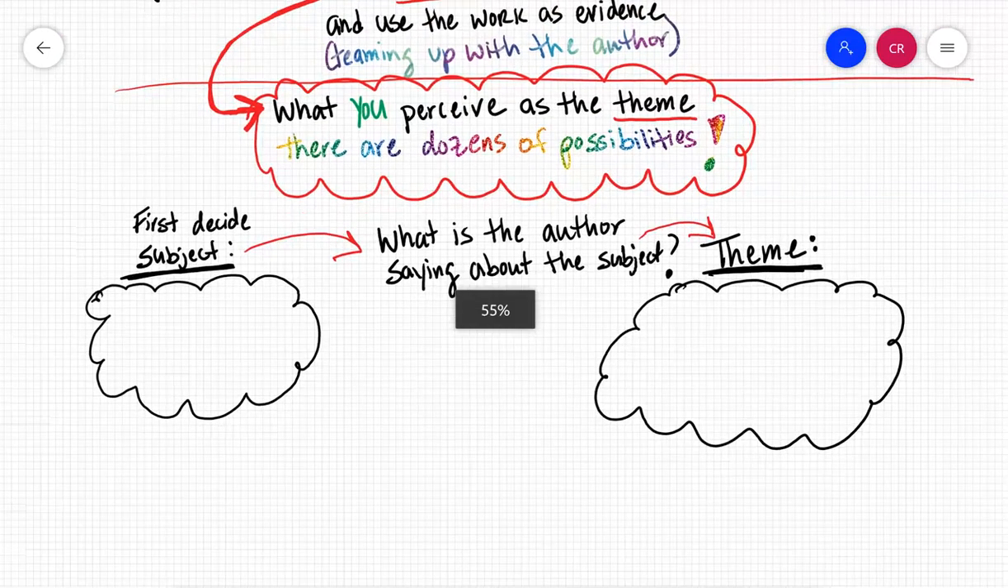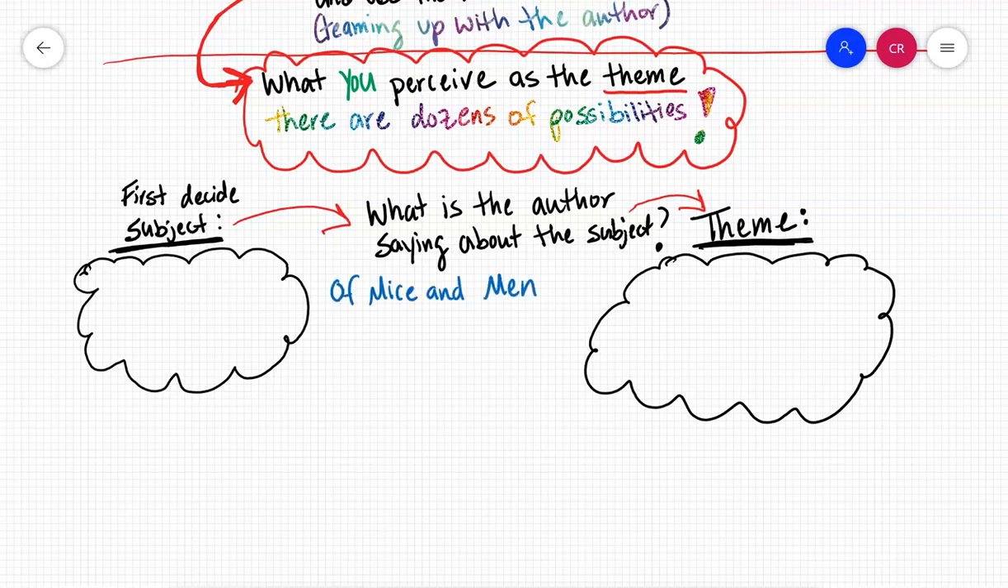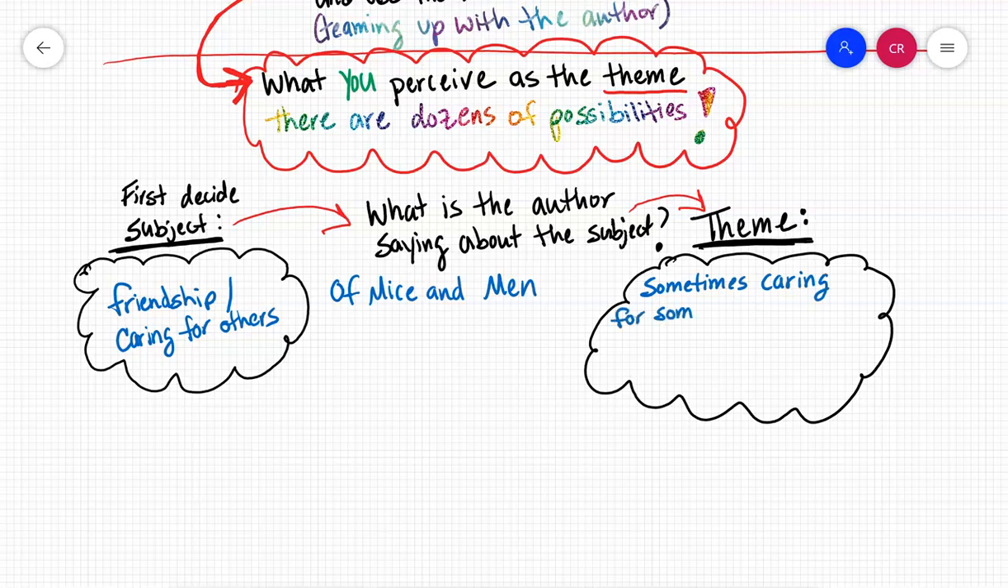So for today's class, the example that I'm going to use is Of Mice and Men. You should have read this your freshman year. So first you have to decide, well, what is the subject? Let me write this down, Of Mice and Men. And we're going to say that the subject of it is friendship and caring for others. So then you have to think to yourself, well, what is the author trying to say about friendship? What is he trying to say about caring for others? And this is actually a very complex idea because throughout the novel, there are multiple areas where this is dealt with. And then ultimately, let's say you come up with that sometimes caring for someone means protecting them.